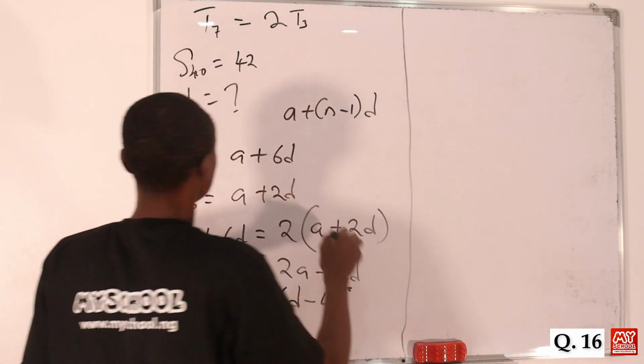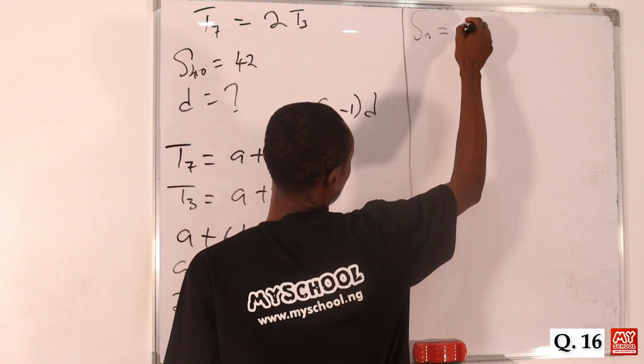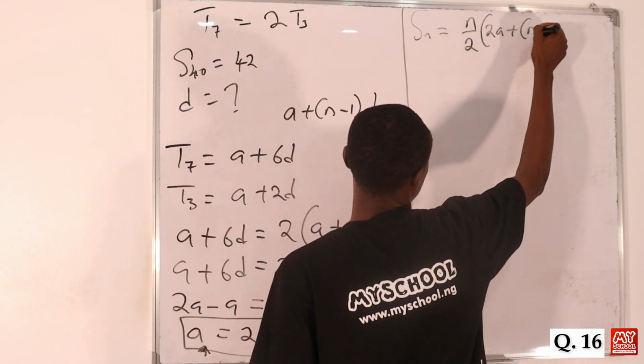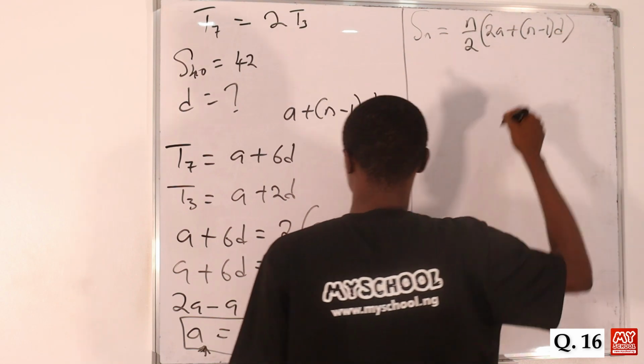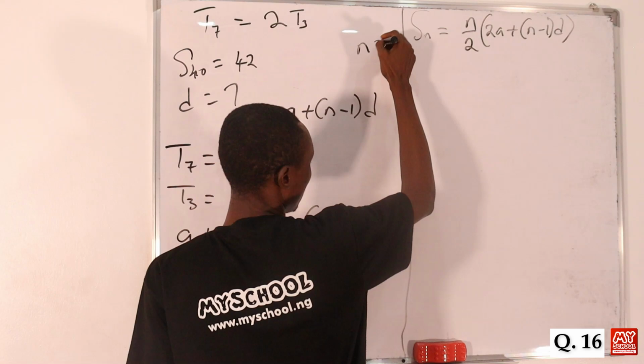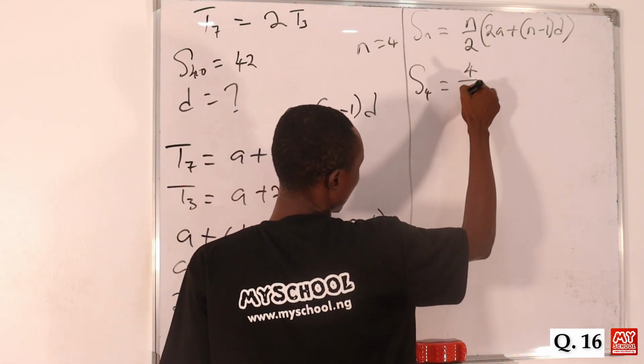Now we are told the sum of the first 4 terms, so using Sn = n/2 (2a + (n - 1)d) to solve the second part. Here we are told the first 4 terms, that means n is equal to 4 in this case. So S4 will be equal to 4 over 2.